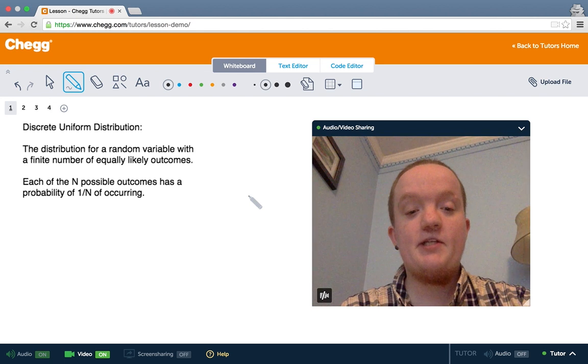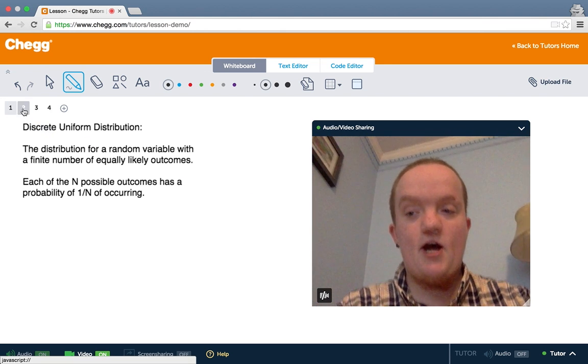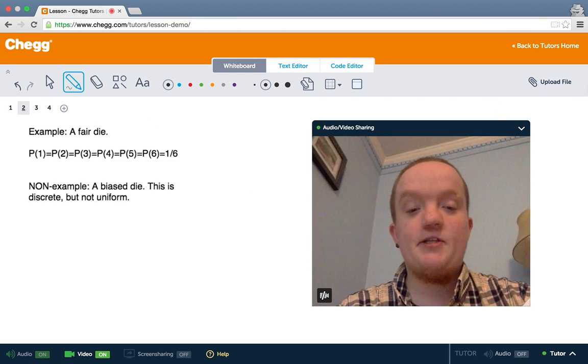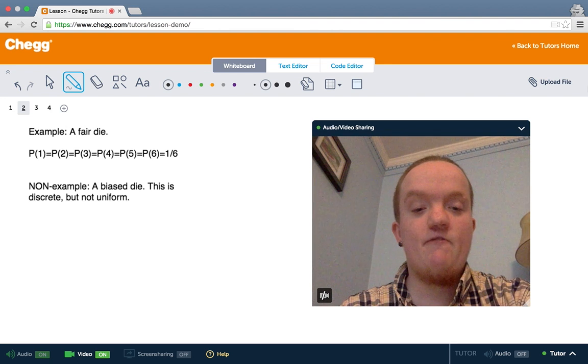Uniform means that each of the, say, n possibilities has an equal chance of occurring. Since the probabilities of all the possible outcomes have to add up to 1, this means that each event, each number, has a 1 over n chance of occurring. Now, a pretty simple example of this would be a fair die. In this case, there are 6 possible outcomes, and the probability of each of those outcomes is 1/6.